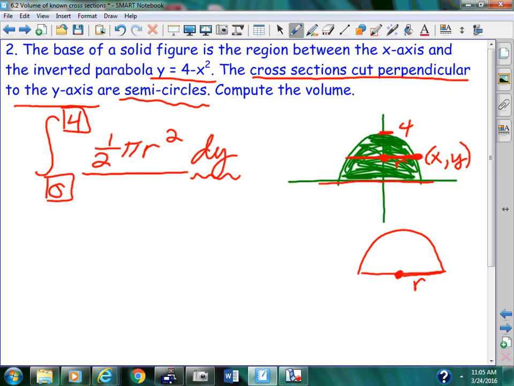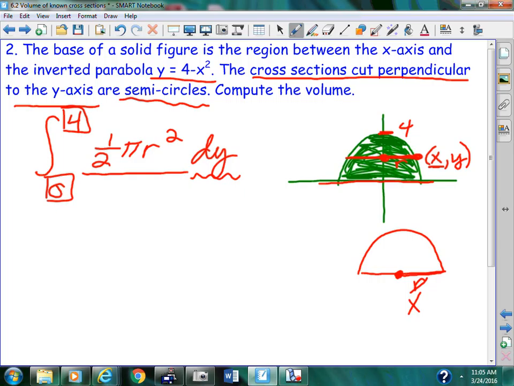Now, that point that it touches the parabola, it's an xy ordered pair. This distance that I just drew in for the radius, does that have to do with the x or the y value for that parabola? It has to do with the x. So that means that this radius is actually an x value.